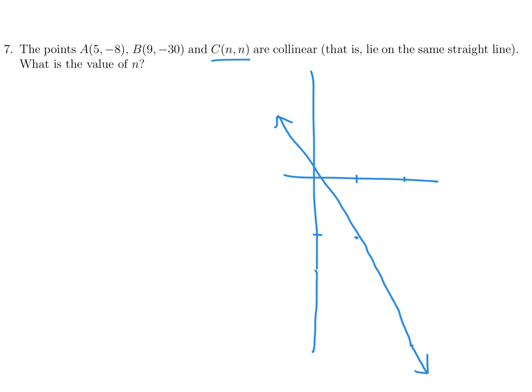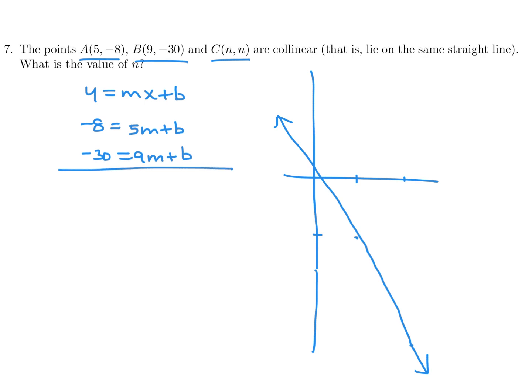Okay, so the first thing, of course, is we're going to need the equation of the line, and we have enough information. We have 2 points, so that would be fairly straightforward. Okay, let's do this here. Minus 8 is going to be 5m plus b, and then with the other numbers, we get minus 30 is 9m plus b. Okay, if we subtract these, we will get 9m minus 5m, which is 4m, and then minus 30 minus 8 would give me minus 22. So m is minus 11 over 2.